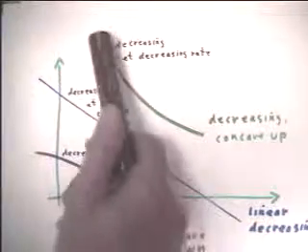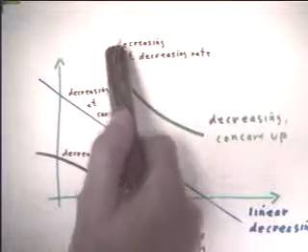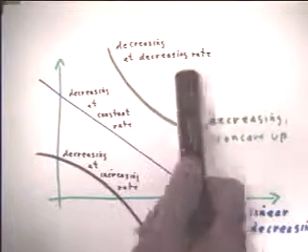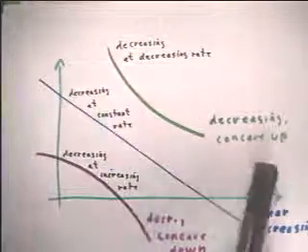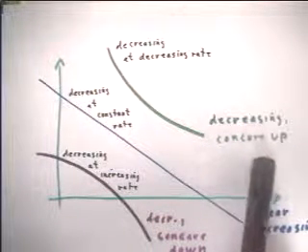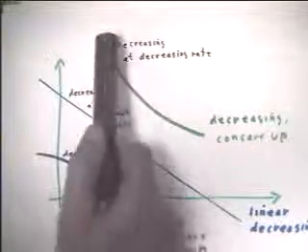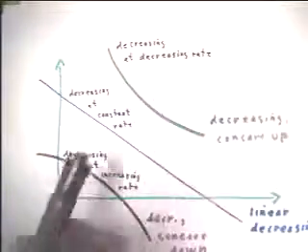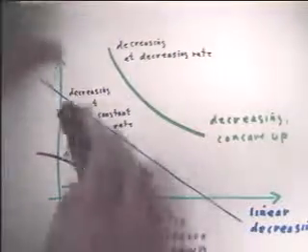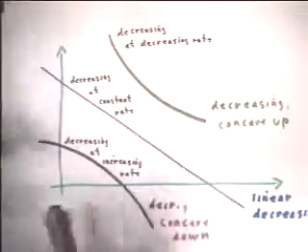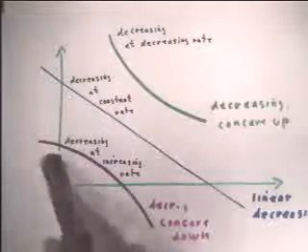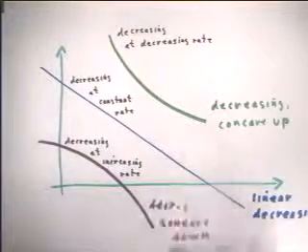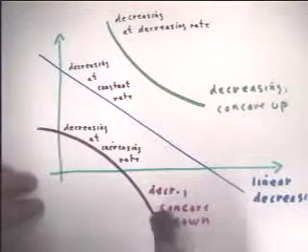Here's a function that's decreasing, but the rate at which it's decreasing is getting less and less, so we might say decreasing at a decreasing rate. More properly, we'd say decreasing and concave upward. So this graph is decreasing and concave upward. If we're looking out of the cave, we're looking in the upward direction. This graph is decreasing at a constant rate, and this graph is decreasing at an increasing rate, or decreasing and concave down.